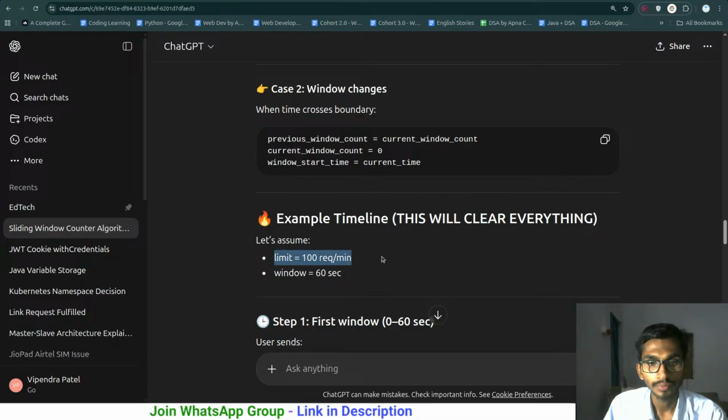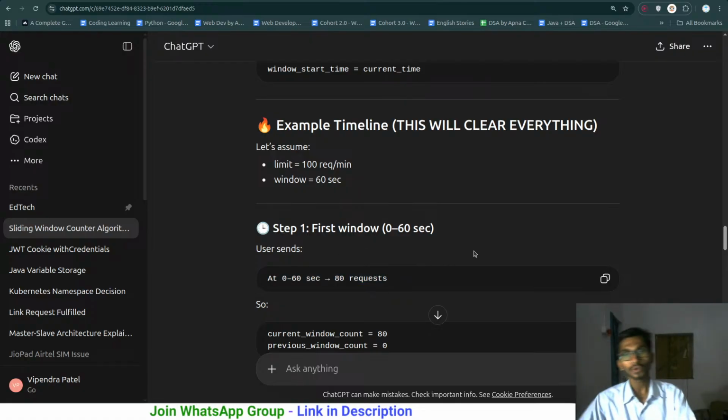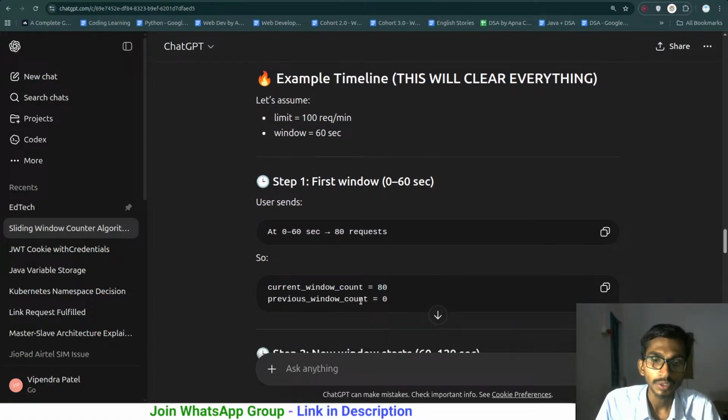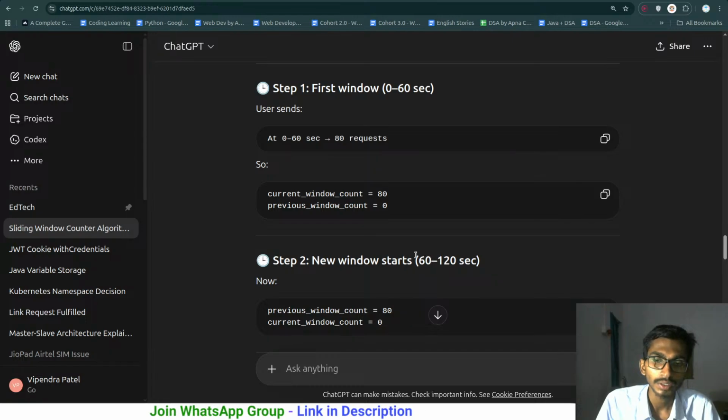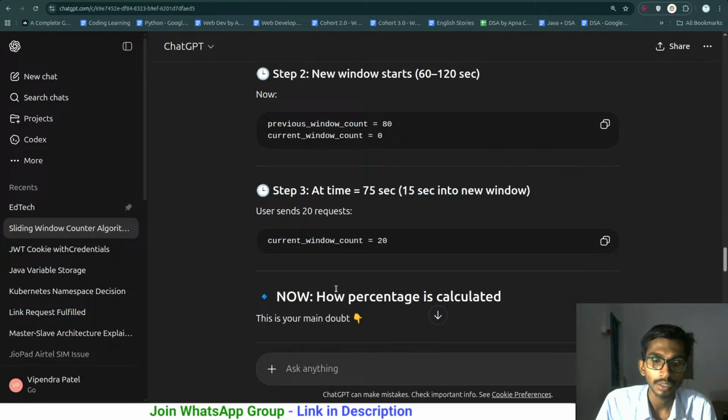Let's assume 100 requests per minute. Window is 60 seconds. So first window is 0 to 60 seconds. The user sends 80 requests in the first window. So current window count is 80, previous count is 0 for now. Step 2, a new window starts at 60. Now previous window count is 80, current window is 0. Step 3, at the 75th second, 15 seconds into the new window, the user sends 20 requests. So current window count is 20.